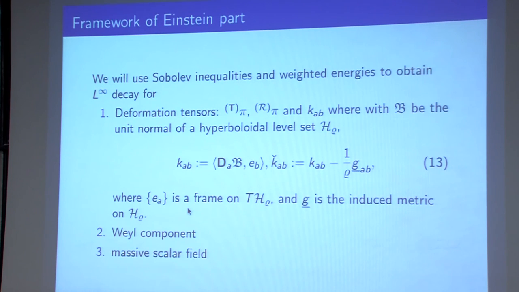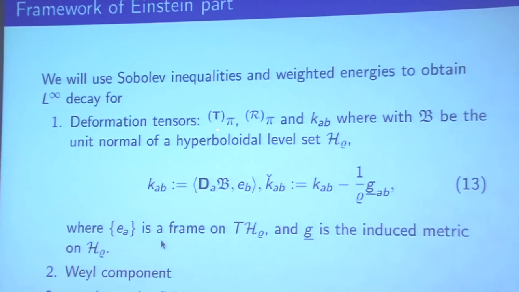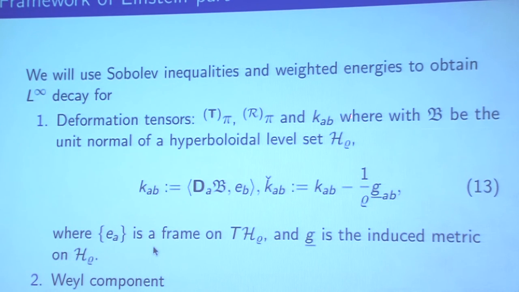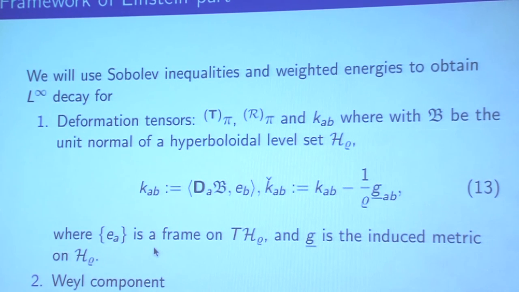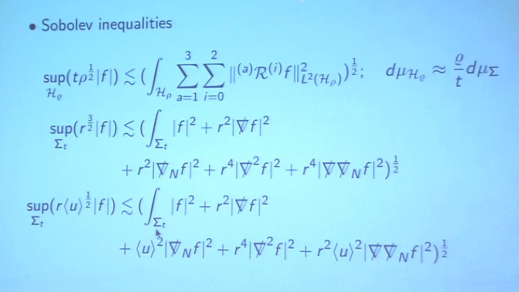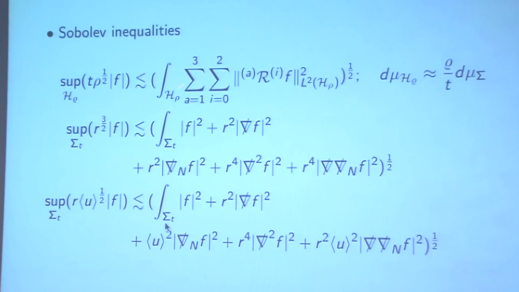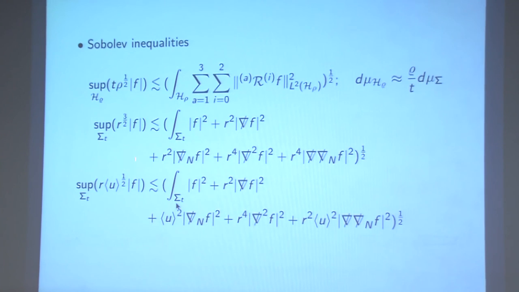Well, certainly there is no calculation that can be provided here. In the last 5 minutes, I can't finish this. But let me try to say something. First of all, if you think about the problem, you try to bound deformation tensors, for instance the deformation tensor of T, the deformation tensor of the boost, and also the second fundamental form of the hyperboloids. And also the Weyl components and massive scalar fields, you want to have decay estimates for all of them. The decay estimates will be derived by doing Sobolev embedding on hyperboloids. And the other things are also the standard ones that you can see on Sigma t.